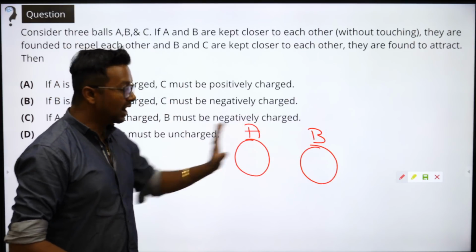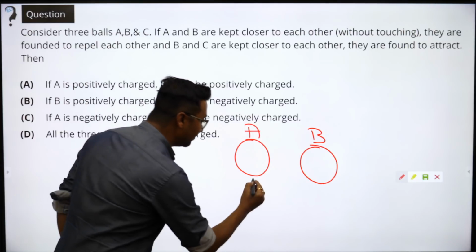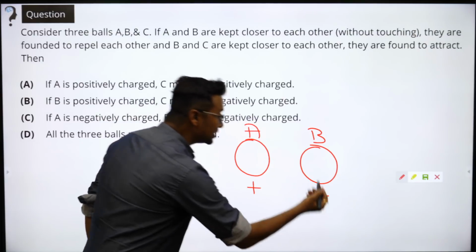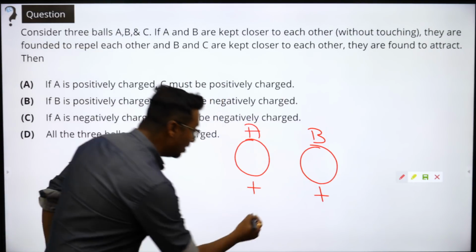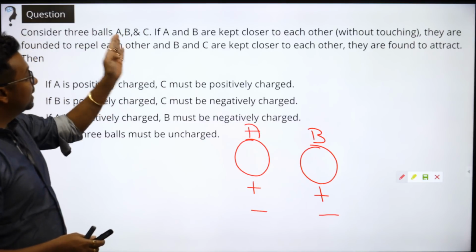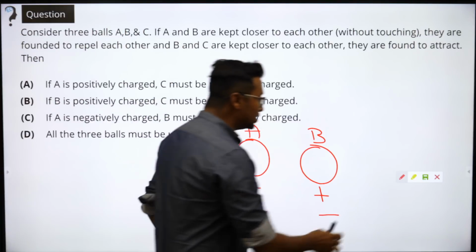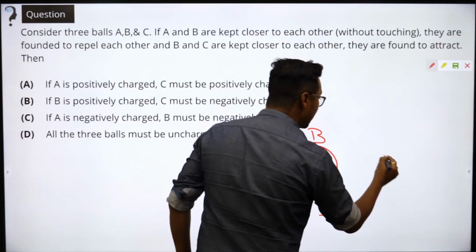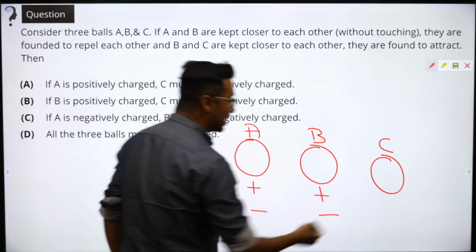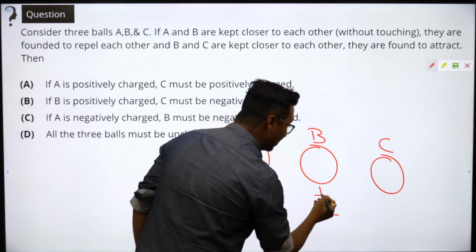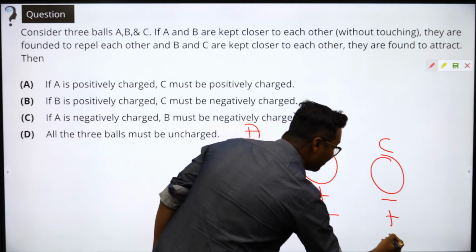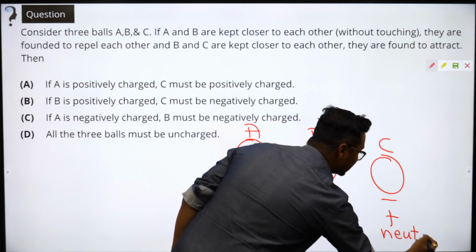All right, so if both are repelling, both have charges, this could be positive, this could be negative. And since they are repelling, both will have the same charges, this could be positive positive or it could be negative negative. Both cases are possible. Next, B and C are kept close to each other. So here your C is also present, and B and C close to each other, they are attracting. If they are attracting, if this is positive then this will be negative, if this is negative then this will be positive, or this could be neutral also.